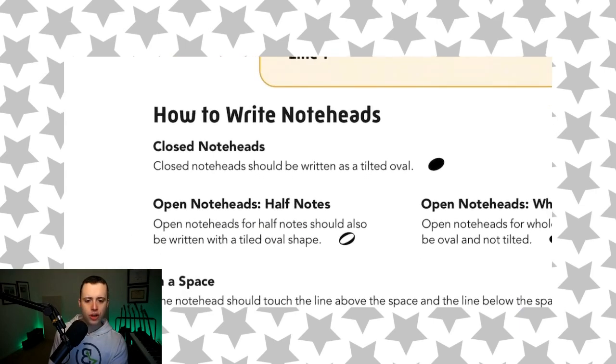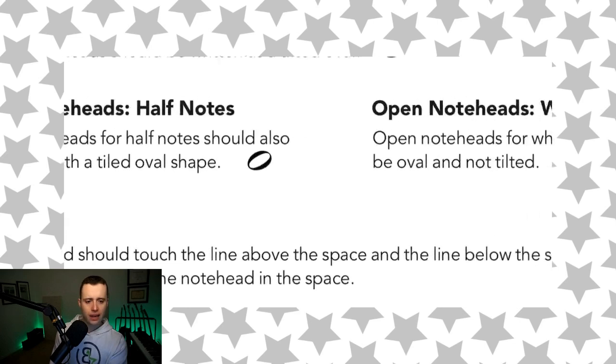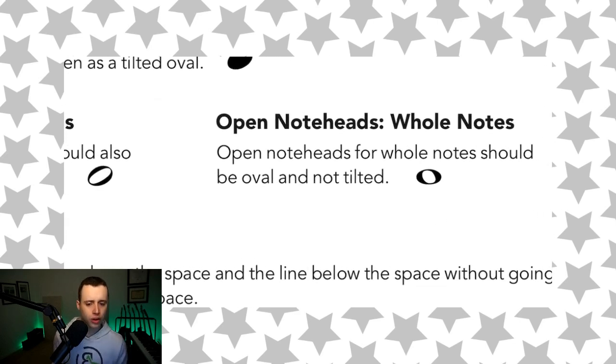We have open note heads for half notes, which are tilted ovals just like closed note heads, but there's nothing in the middle. Looks like a donut, looks like a tire. And then there's open note heads for whole notes. Now these are different. You see they're not tilted in the same way that the open note head for the half note is tilted.